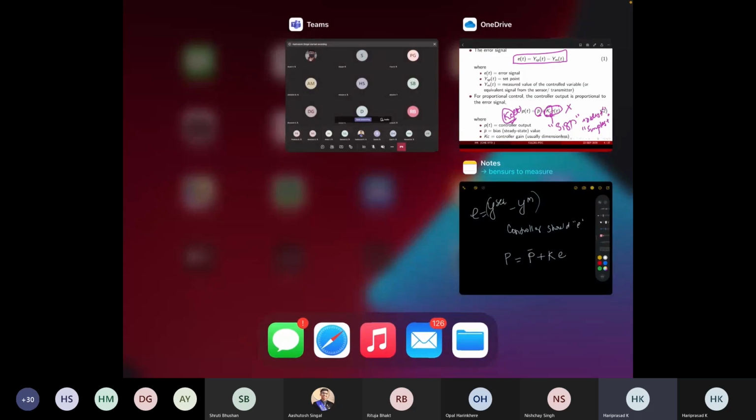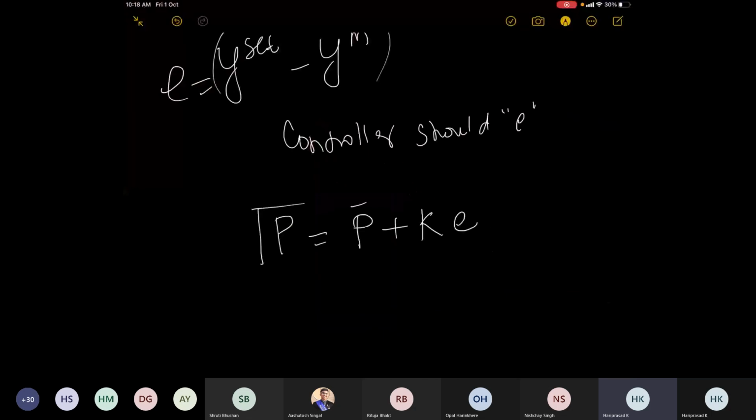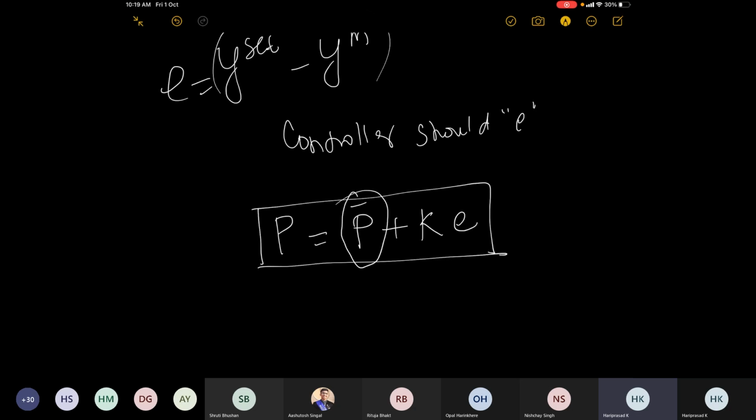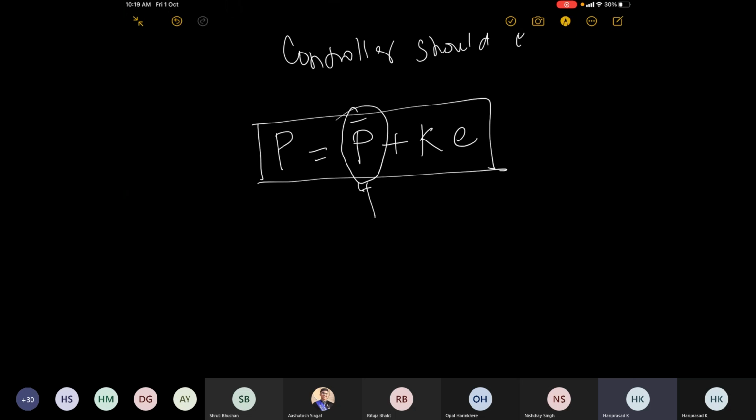Okay, so what I am trying to say is your control logic. The controller output, on which the controller needs to take an action, is a constant, some proportionality constant, times the error. Okay, so now the problem I'll tell you. This is known as the bias term, and this is known as the proportional gain.